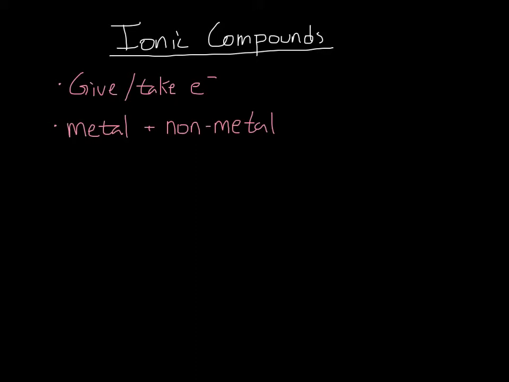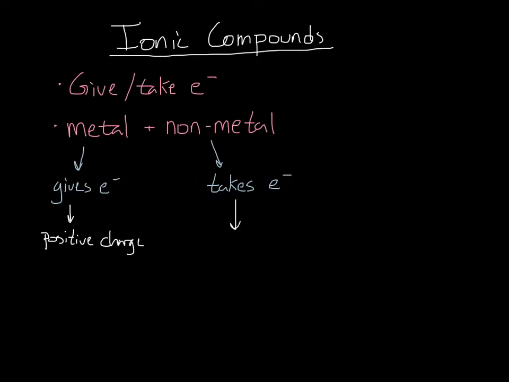Covalent compounds are all nonmetals. Ionics have nonmetals and metals. And the metals always give the electrons, and the nonmetals always take those electrons. As a result, since the metals lose electrons, so they're losing negatives, they wind up having a positive charge. And since the nonmetals take those electrons, they will have a negative charge because they're gaining a negative thing.